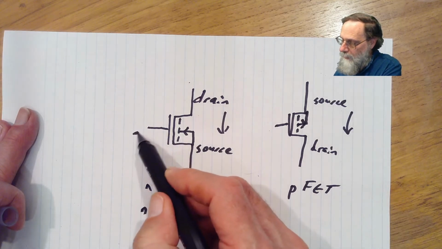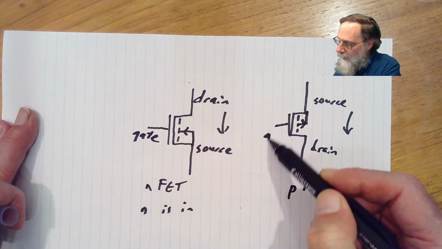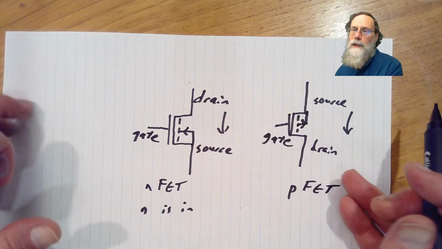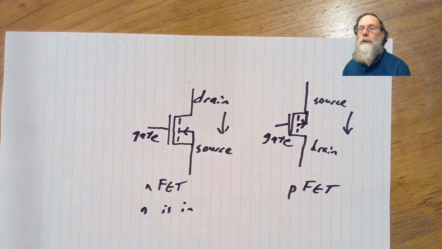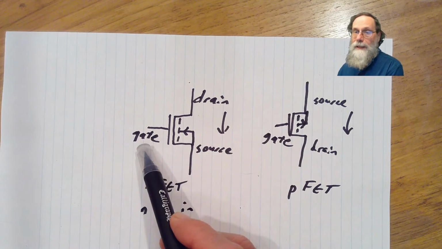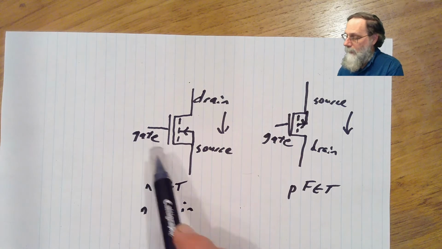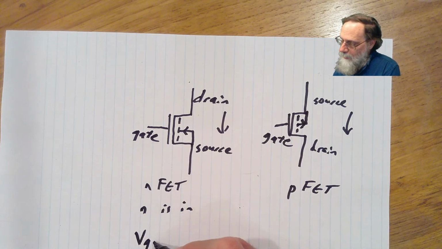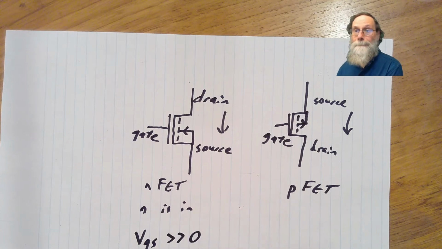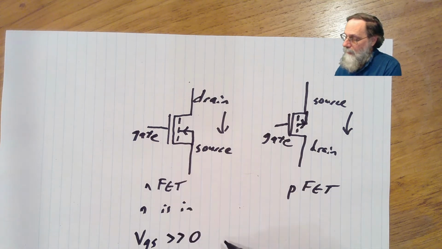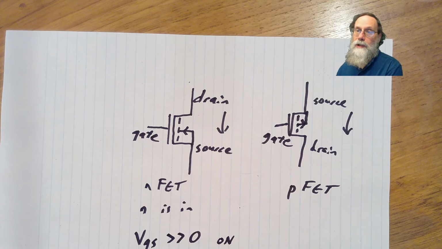The other terminal is the gate. The gate is what controls the current flow between the drain and the source. When the gate of an NFET is high, so when the voltage from the gate to the source is big, then the NFET is on. When the voltage from the gate to the source is small, less than a threshold voltage, then it is off.